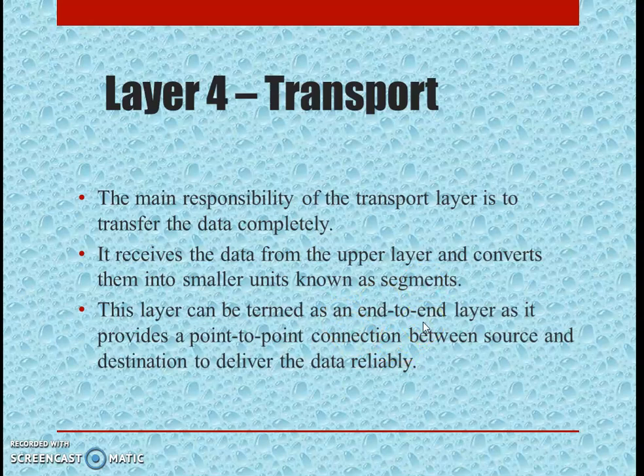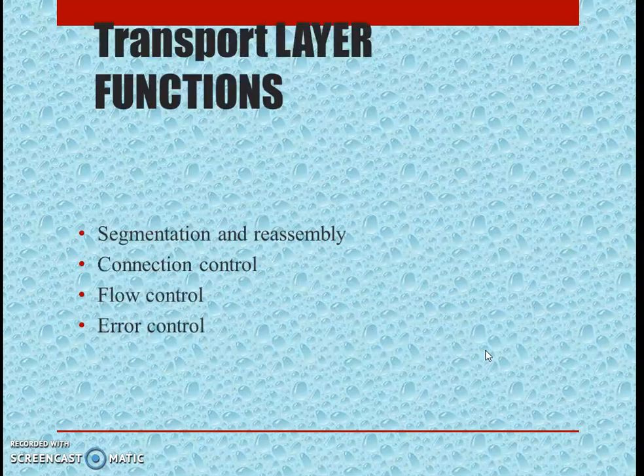Among the 7 layers, which one is the end-to-end layer? It has full communication in all the layers. That is the end-to-end layer, called the transport layer. It gives end-to-end communication from source to destination to deliver the data. The functions of this layer are segmentation, reassembly, flow control, and error control. Everything is done in this transport layer.